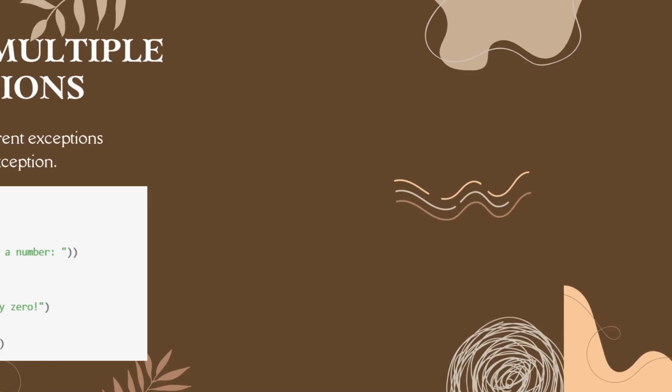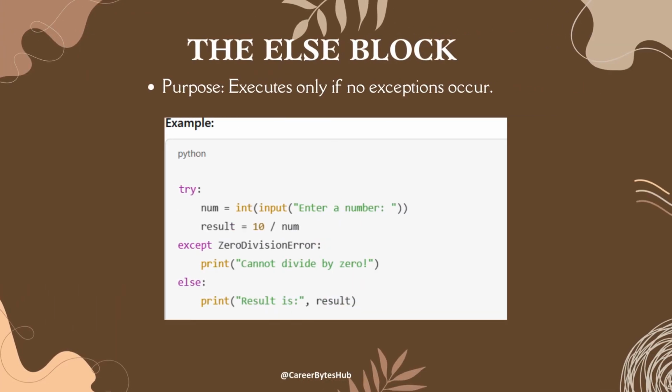Now that we've seen how to handle exceptions, let's move on to the else block. The else block runs only if the try block executes without any errors. This is helpful for separating normal execution from error handling. For instance, if a user inputs a valid number, the program will display the result in the else block. This improves clarity in your code.